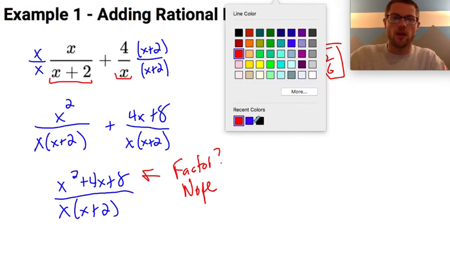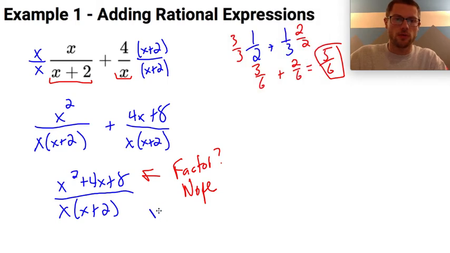The one thing I should add then are my restrictions. And my restrictions are that x cannot equal 0, since that would set my denominator equal to 0, and it can't equal -2 either. So this is my final solution.